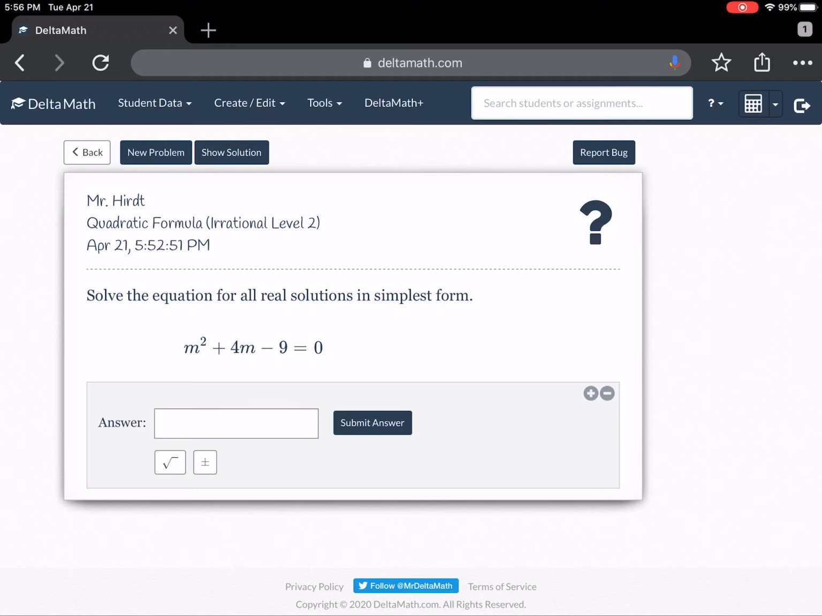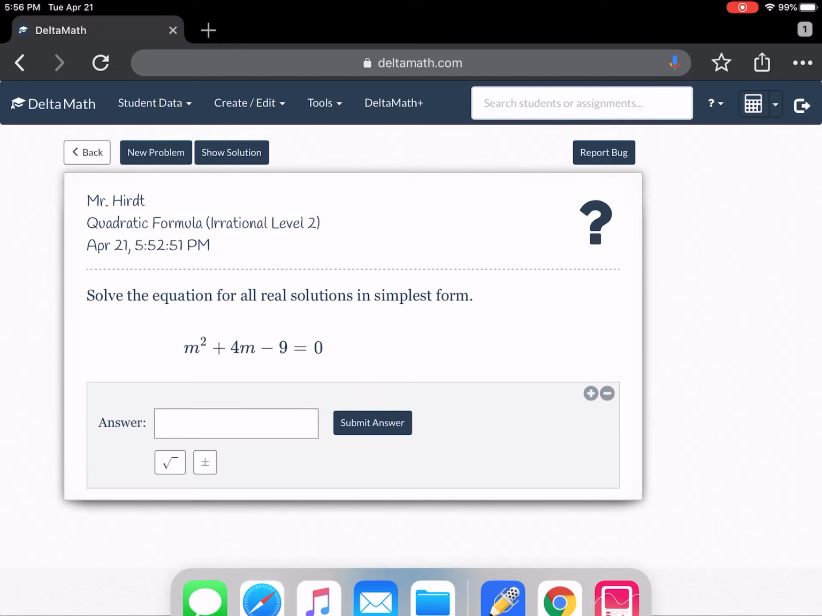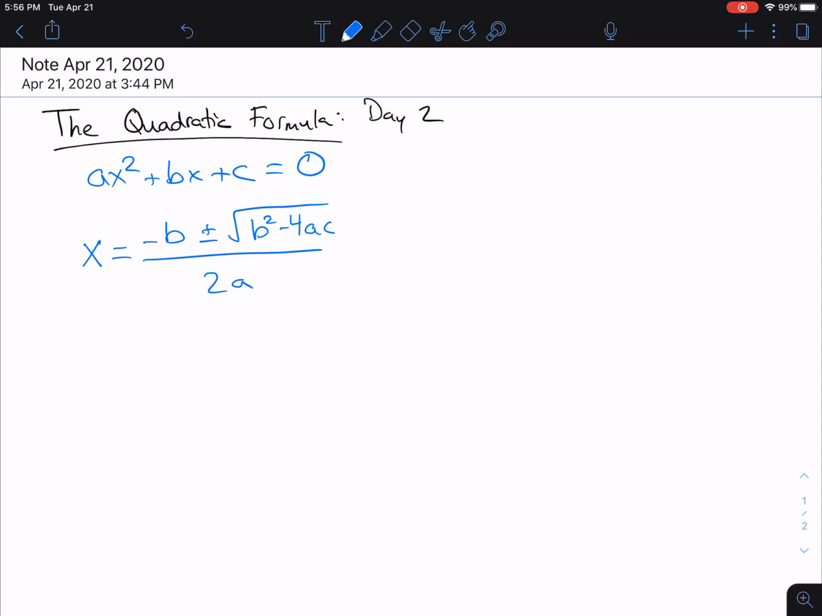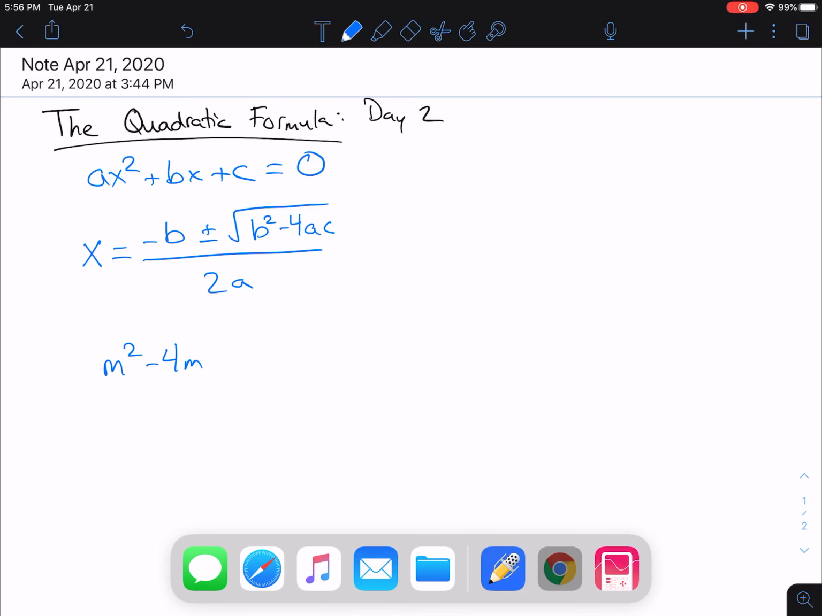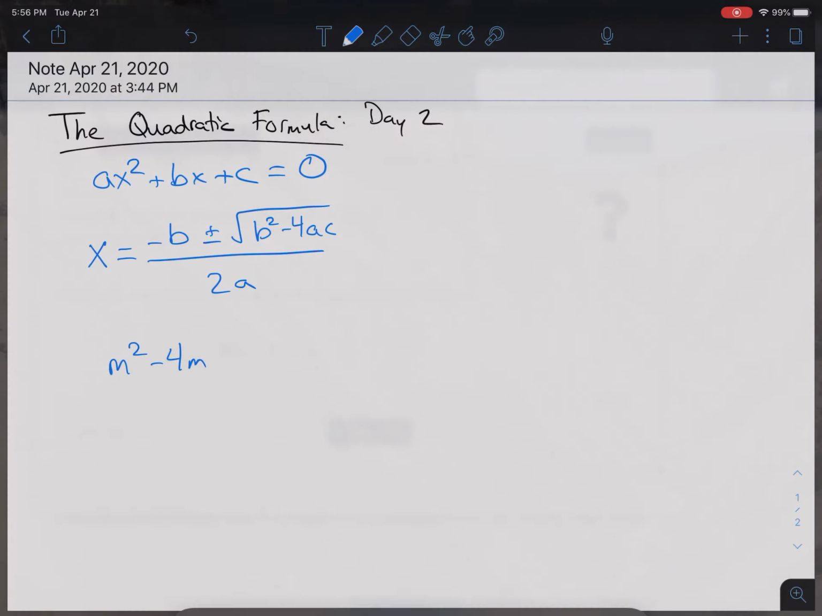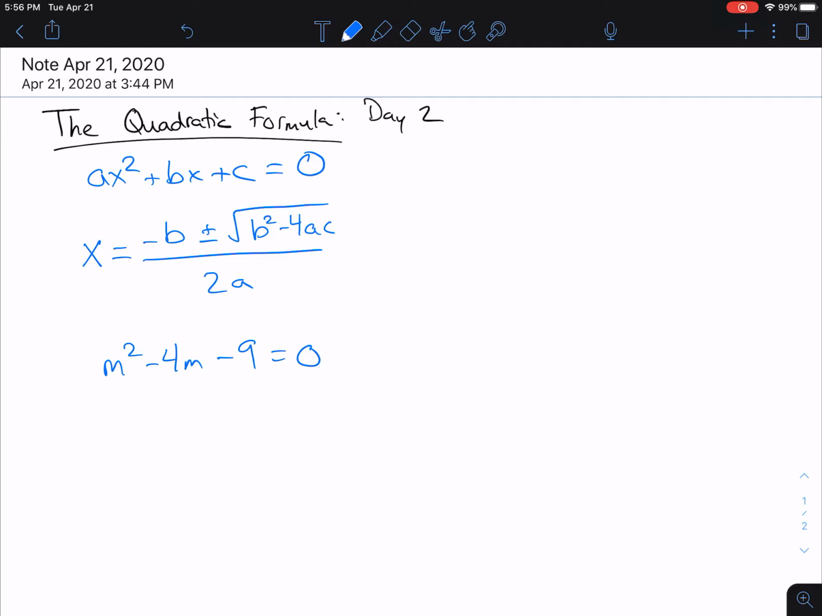m squared minus 4m minus 9 equals 0. Okay, so this will be our first example today. All right, so we're looking to use the quadratic formula, so let's identify our letters. A is going to be equal to 1, B is going to be equal to negative 4, and C is going to be equal to negative 9.